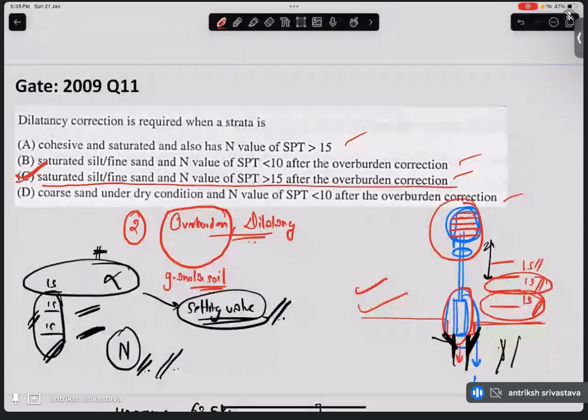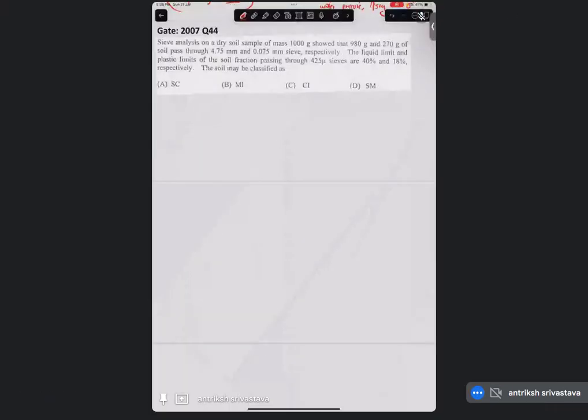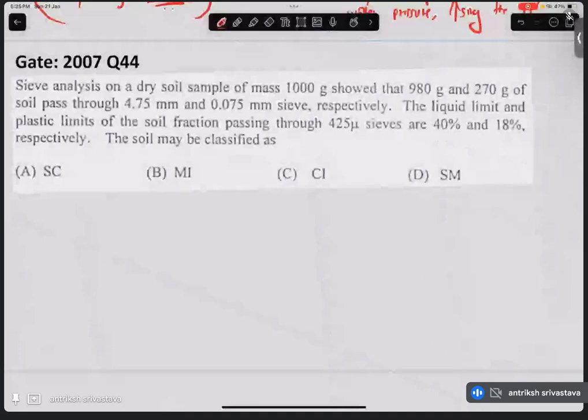Now next, the last question for today is related to soil classification. If you are preparing for GATE, I will suggest that I am going to read this question and solve it, but I will be very happy if you can solve it before me and give me the answer. I will read slowly. You can mute me if I disturb you while calculating, but I want you to do this before me, within 2-3 minutes, and tell me the answer.